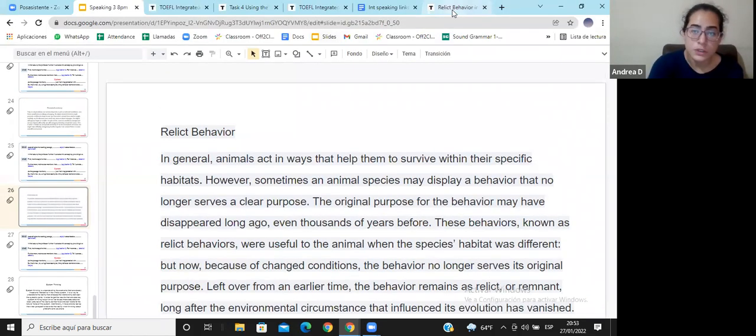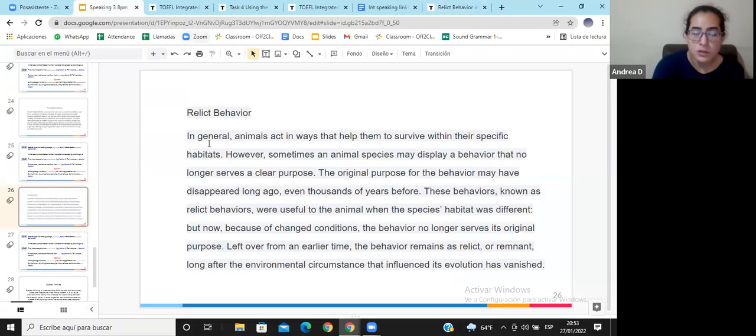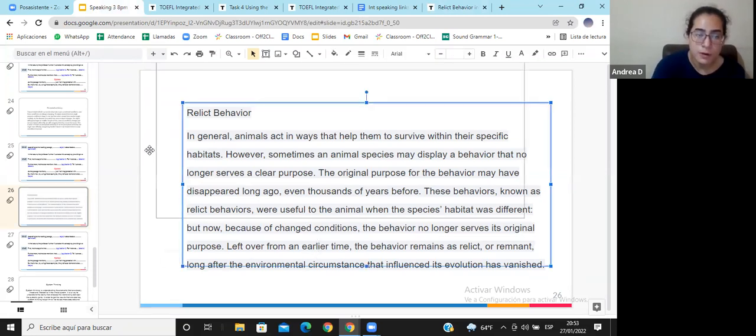Right. Questions the same. Using points and examples from the talk, explain relic behavior. You'll get 30 seconds to prepare your responses.